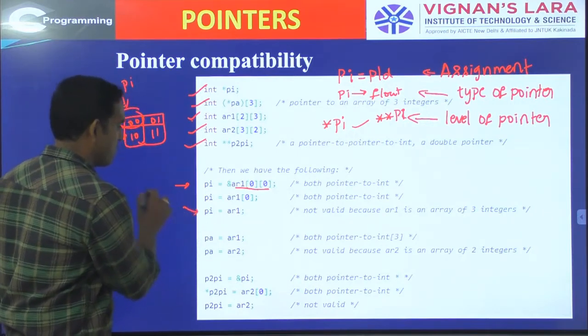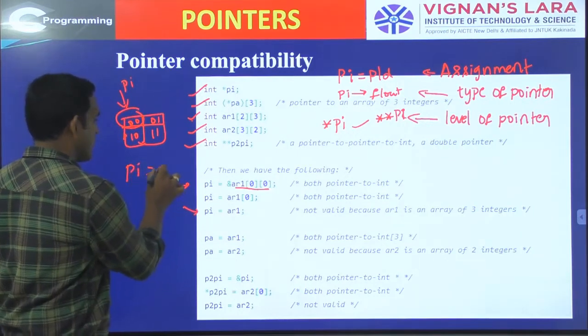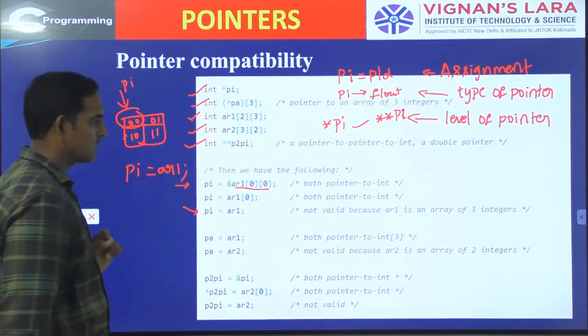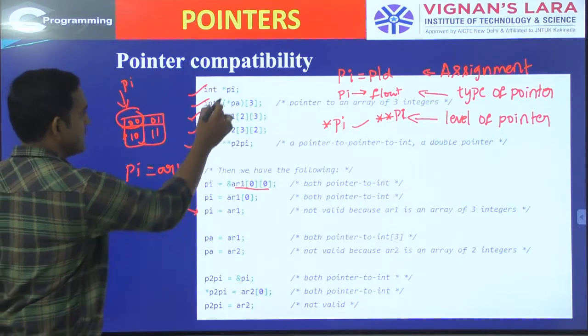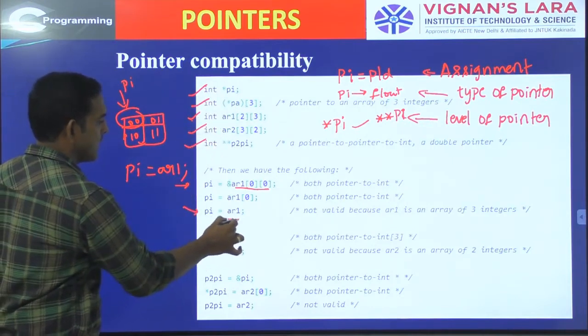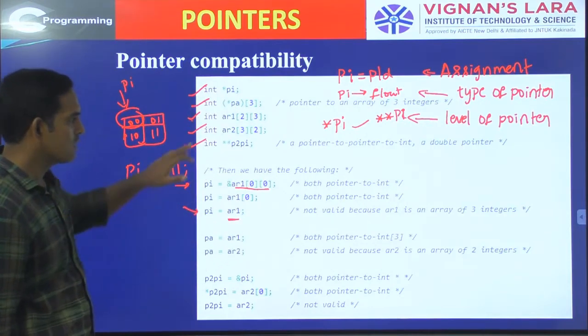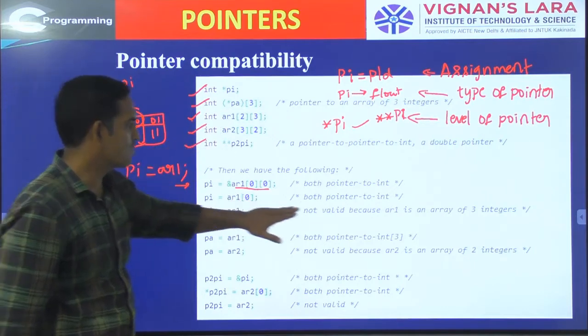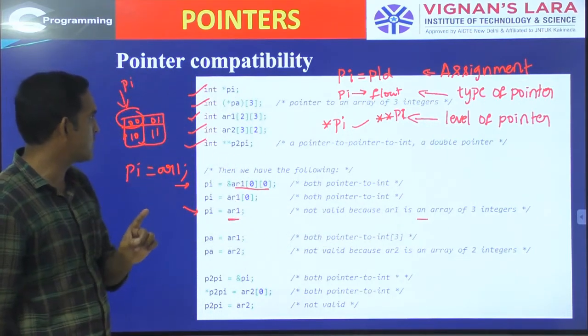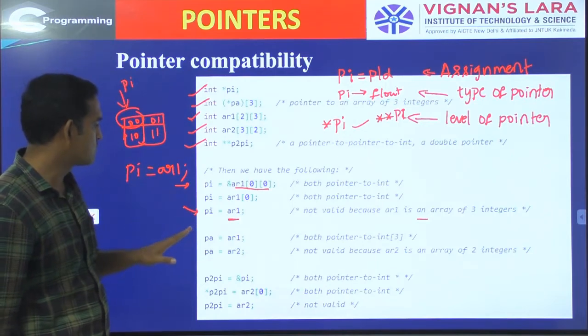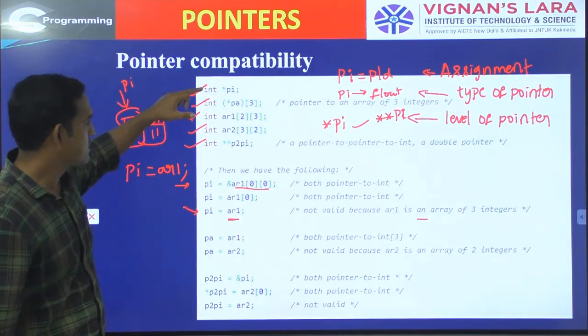Next, if I perform Pi is equal to AR1, this is not a valid statement. Why? Because Pi is an integer pointer and AR1 is an array of 3 integers. Pi is only a single pointer.